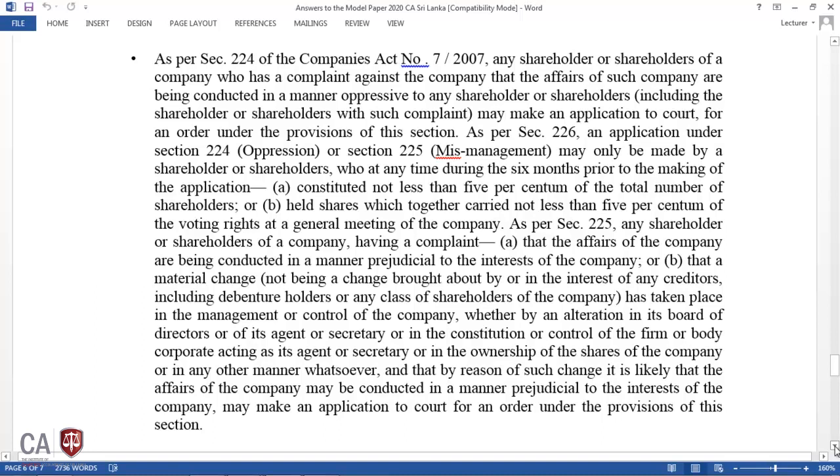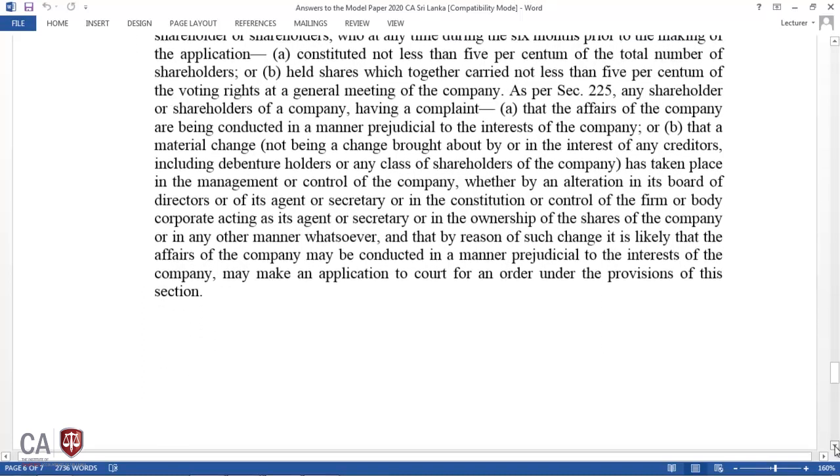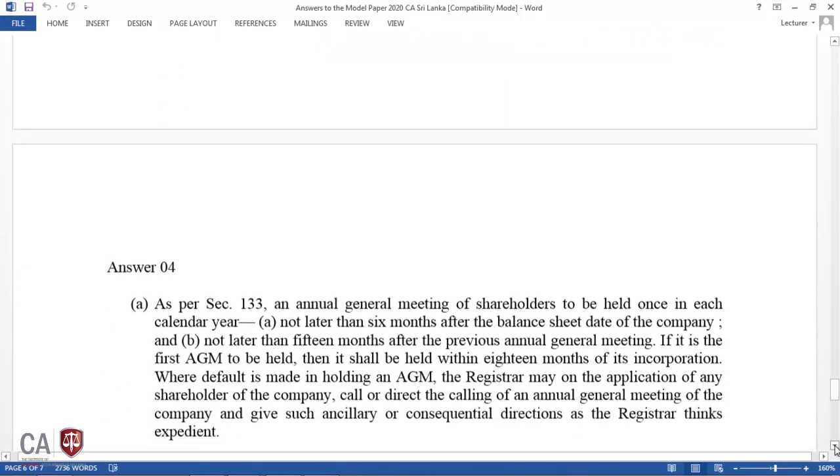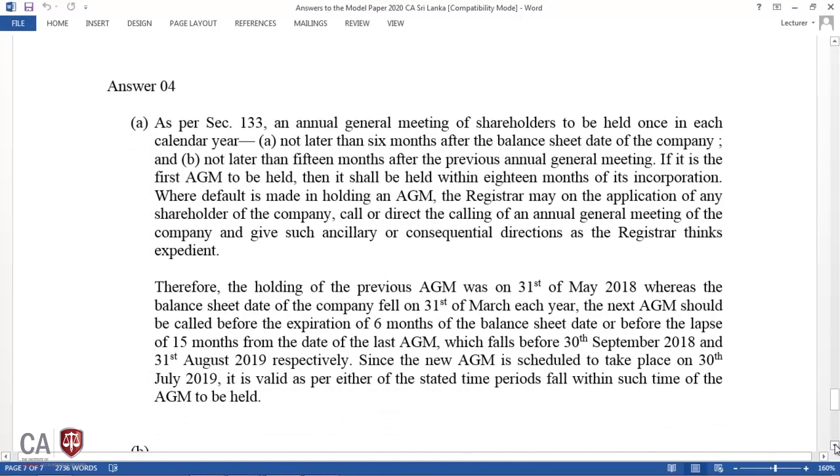So, this is the answer. This answer can be written in an essay form like this, or in the nature of a point form answer, whatever, it does not matter, but what matters is that you provide the proper answer to the question based on the statutory provisions, the Companies Act. You have to make sure.